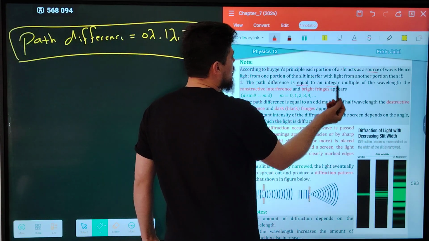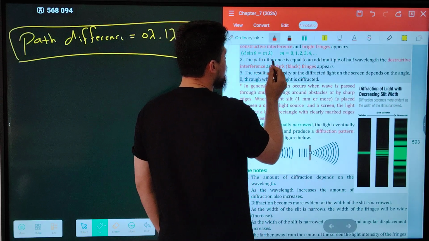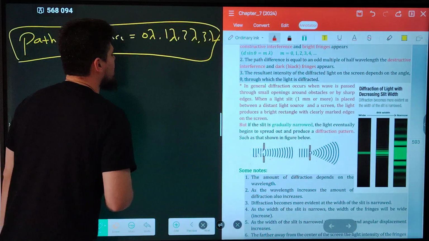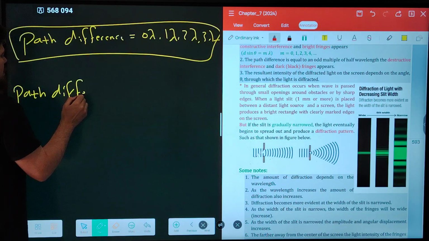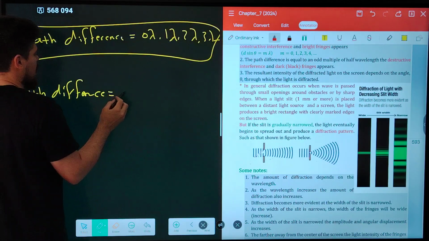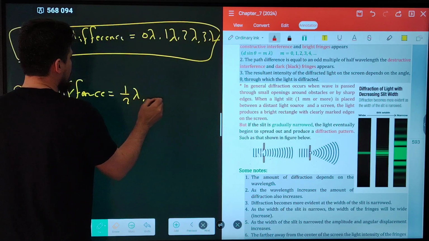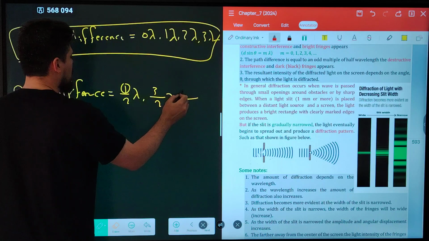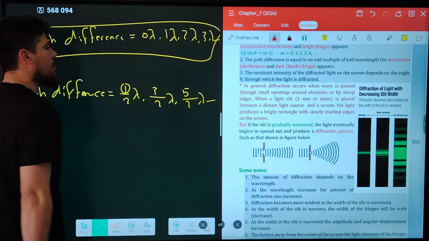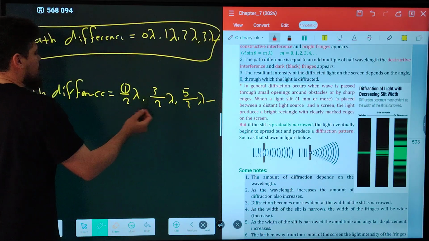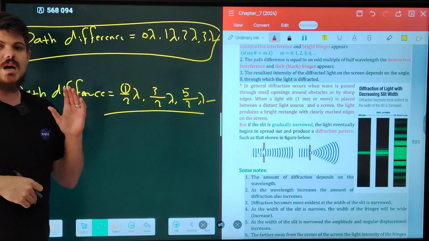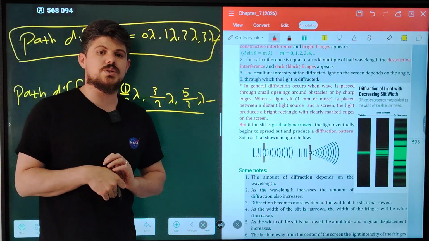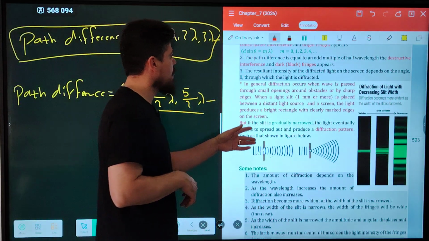The constructive interference and the bright fringe appears. But if the path difference is equal to an odd multiple of half wavelength, for example 1/2 wavelength, 3/2 wavelength, another odd number, 5/2 wavelength, and so on, okay? So if the path difference is equal to an odd multiple of half wavelength, the type of the interference becomes destructive interference and the dark fringe occurs.